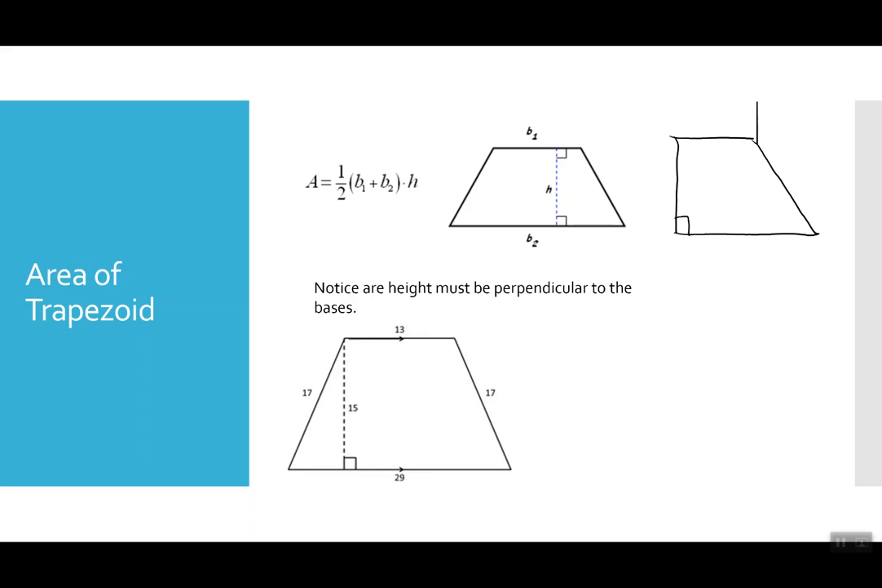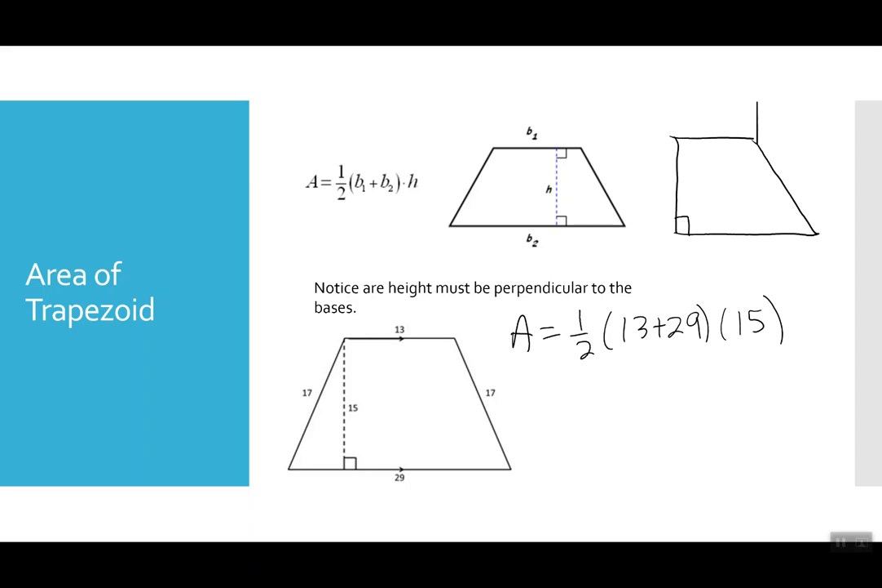Right, so let's use an example. Here I don't have any dimensions on it, there's just numbers, but I have 13, 17, 29, and 17 on the outside and 15 on the inside. The 13 and the 29 are parallel to each other, so when I do the area, I'm going to take 1/2 of 13 plus 29 and then multiply it by the height, which is inside, which is 15.